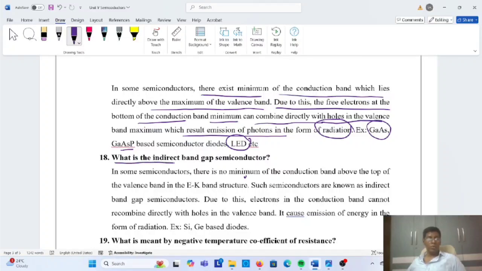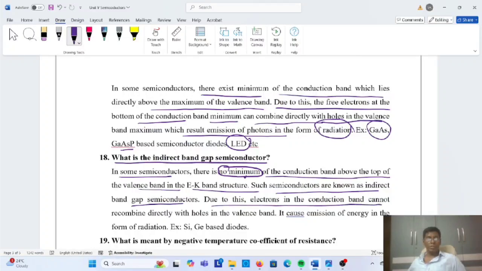Now coming to another question, what is an indirect band gap semiconductor? In some semiconductors, there is no such minimum. There is a difference between the direct and indirect. In direct, the minimum of the conduction band is there; here, there is no minimum of the conduction band. So there is no minimum of the conduction band which lies above the top of the valence band in the energy band diagram. Such semiconductors are known as indirect band gap semiconductors. Due to this reason, the electrons and holes cannot recombine directly. This causes emission of energy in the form of heat, not radiation, in the form of heat. Examples of indirect band gap semiconductors are silicon and germanium based diodes.